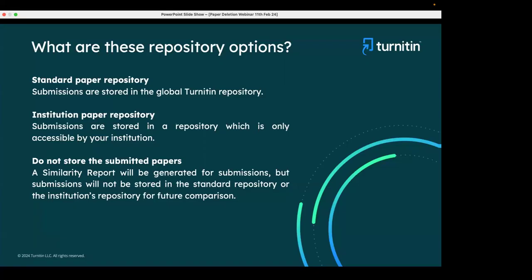So, for instance, you're a teacher and I'm a student. You have asked me to write an environment essay, wherein I write an essay, version 1, and submit. So you have selected standard paper repository while creating the assignment and you put up the paper to check for similarity. It comes up to be 40% similarity index.